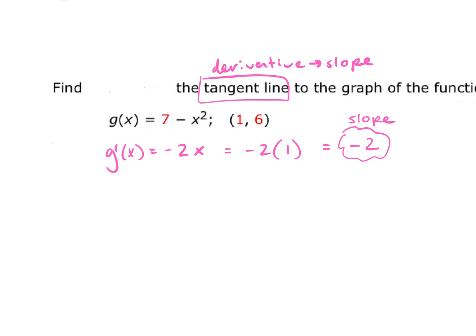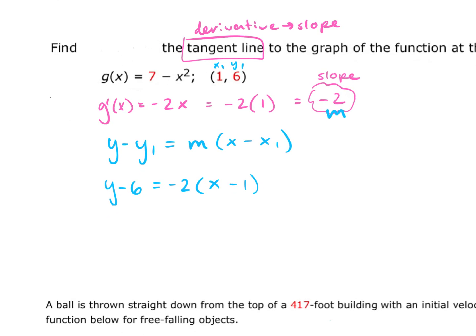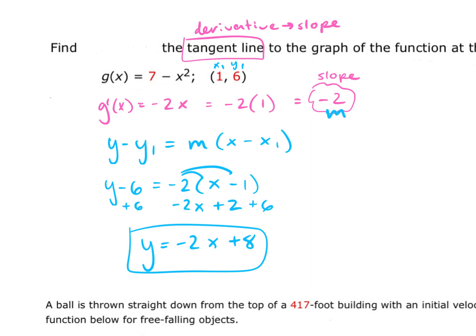So this question is asking us for the tangent line, so we need to come up with the whole line. So y minus y1 is equal to m times x minus x1. So our point here is going to be our x1, y1, and our slope. So y minus 6 is equal to negative 2 times x minus 1. Put it into slope-intercept form. So distribute the negative 2, negative 2x plus 2, and then add 6. This would be negative 2x plus 8. So that would be our tangent line.